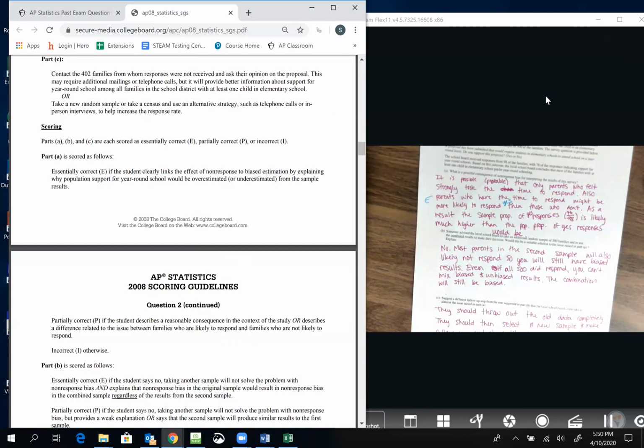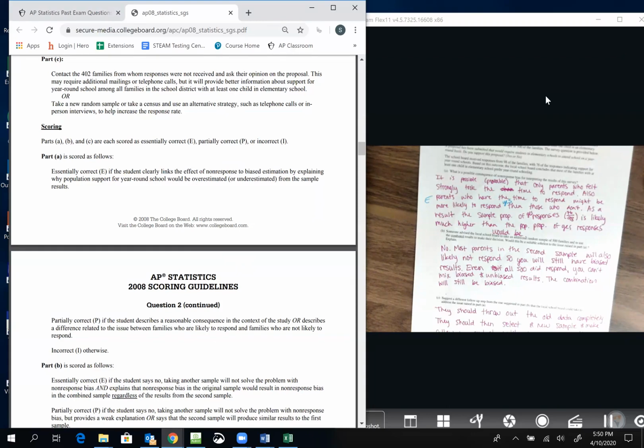Someone advised the local school board to take an additional random sample of 500 families and use the combined results to make their decision. Would this be a suitable solution to the issue raised in part A? No, most parents in the second sample will also probably not respond, so you will still have biased results. Even if all 500 did respond, you can't mix biased and unbiased results. The combination would still be biased.